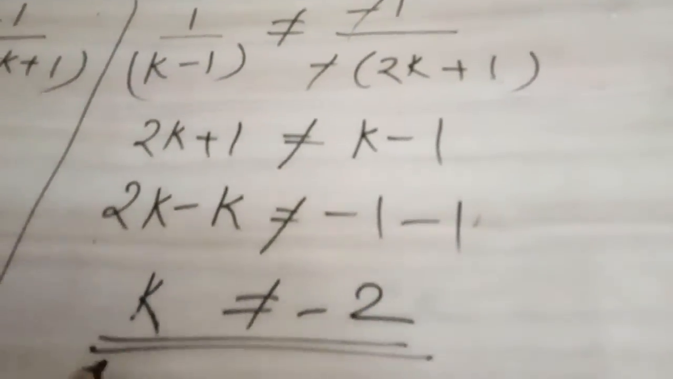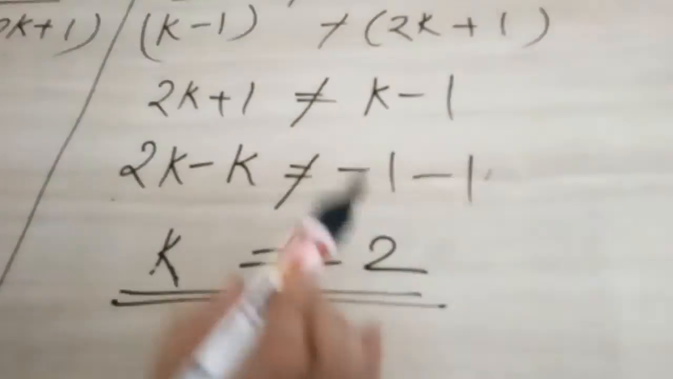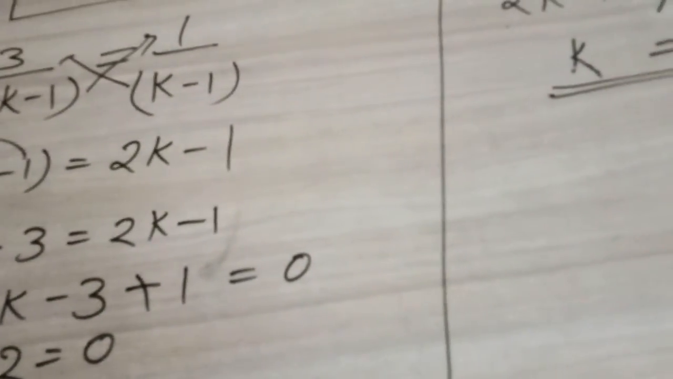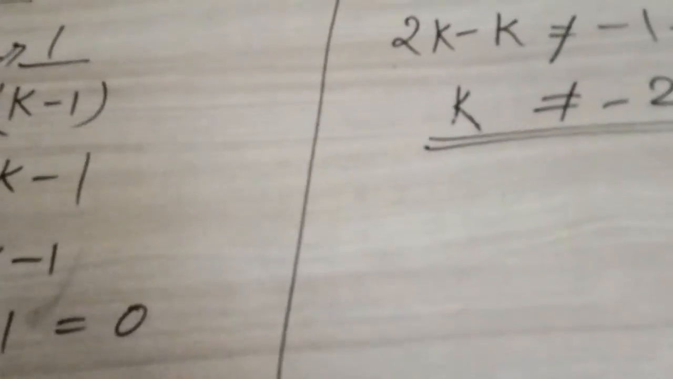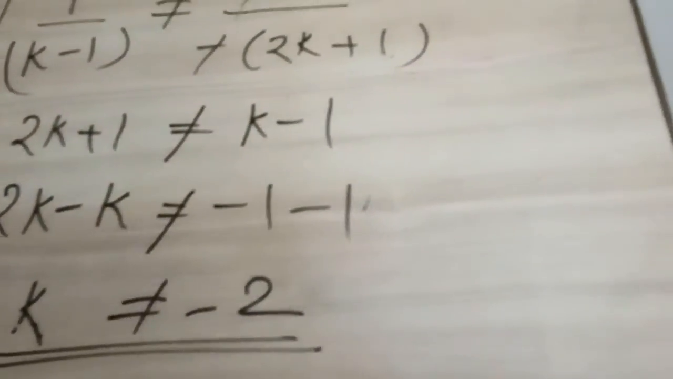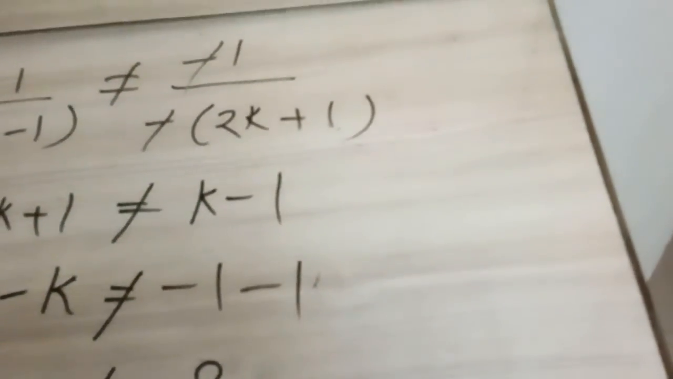This is one condition, that k should not be equal to minus 2, and here k should be equal to 2. Okay, so we are finding for what values of k the equations will have no solution, so we can write that k should be equal to 2 for no solutions.